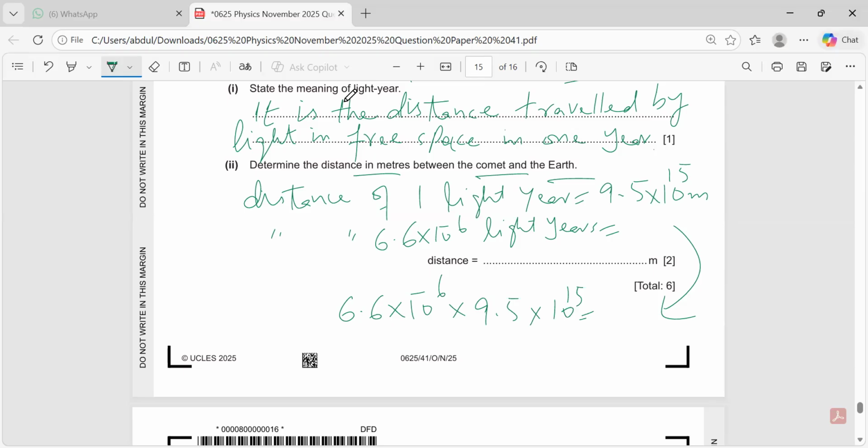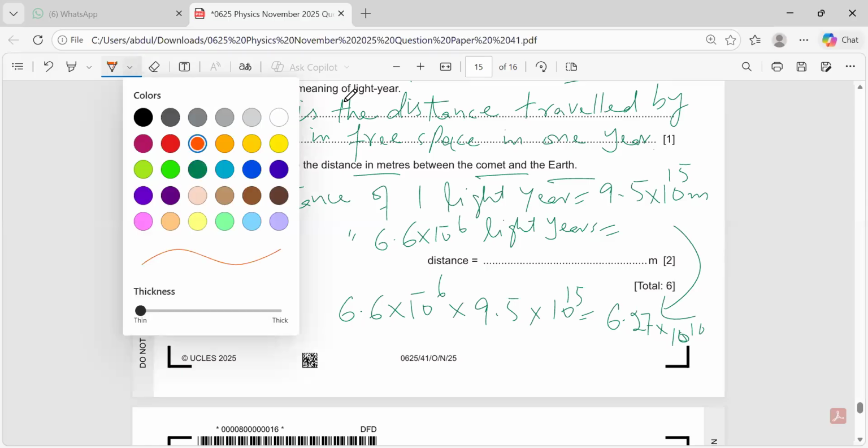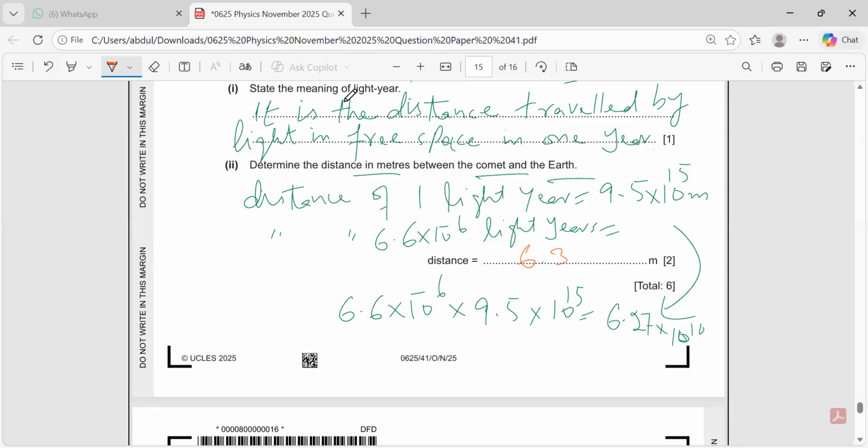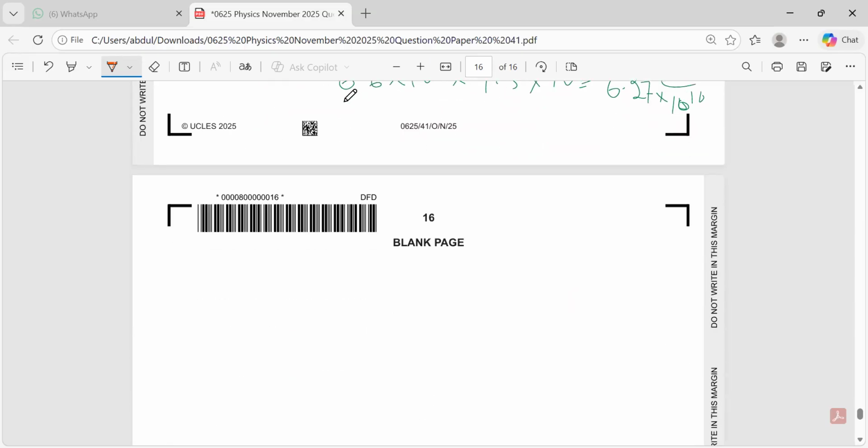As I'm simplifying, I'm getting 6.27 times 10 raised to the power 10. So we can round it off to two significant figures. I can write 6.3 times 10 raised to the power of 10 meters as the answer, my dear friends. So this is now the distance between the comet and the Earth. So this was the last question of this paper.